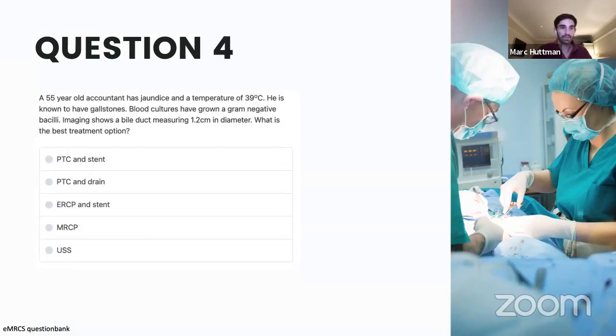So the penultimate question: a 55-year-old accountant has jaundice and a temperature of 39 degrees. He's known to have gallstones. Blood cultures have shown a gram-negative bacillus. Imaging shows a bile duct measuring 1.2 centimeters in diameter. What's the best treatment option?